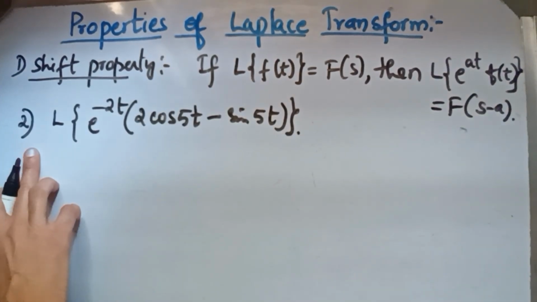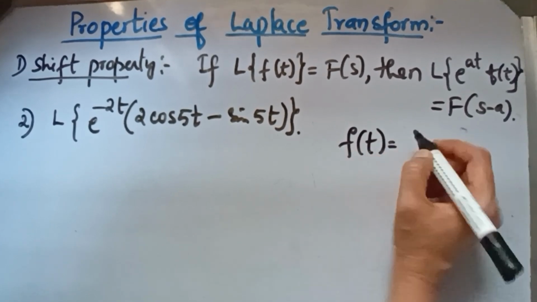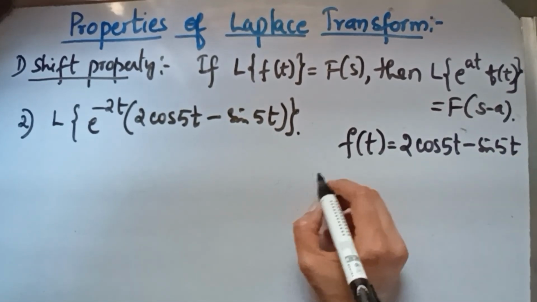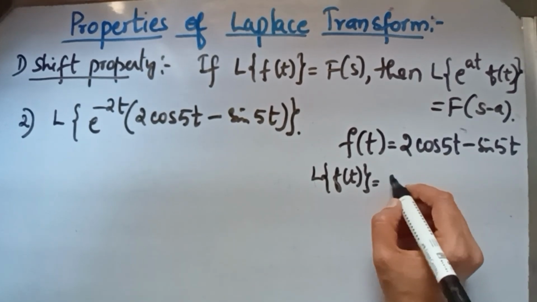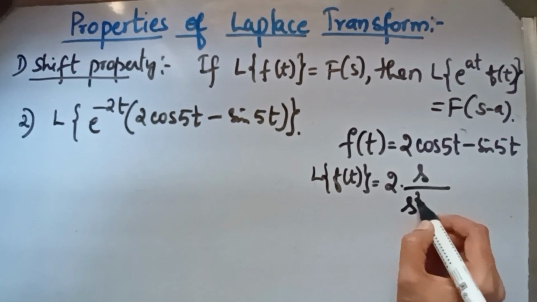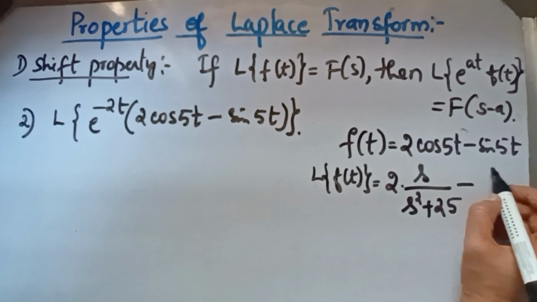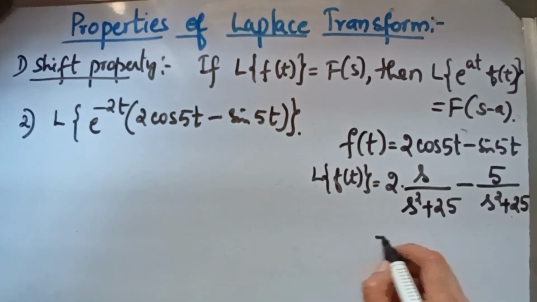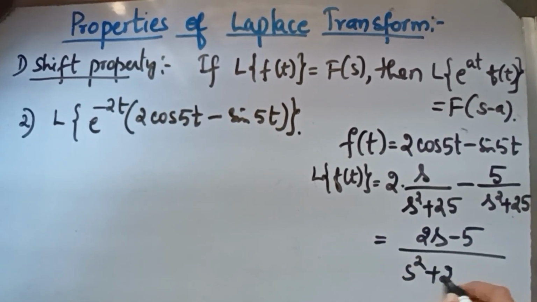Now take up one more example. Laplace transform of this function. Here f of t equal to 2 cos 5t minus sin 5t. We need the Laplace transform of f of t. That is the Laplace transform of this function. 2 into what is the Laplace transform of cos 5t, which is s by s square plus 5 square, which is 25, minus here the Laplace transform of sin 5t, 5 divided by s square plus 5 square, which is 25. You can simplify this as 2s minus 5 divided by s square plus 25.